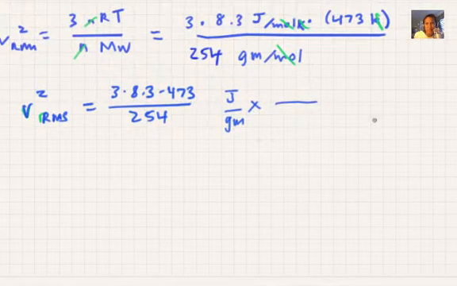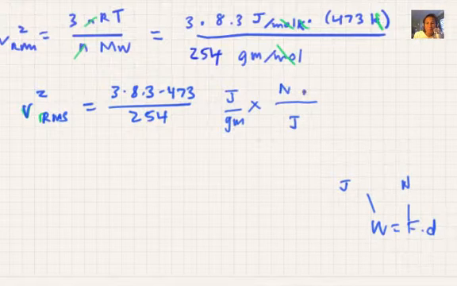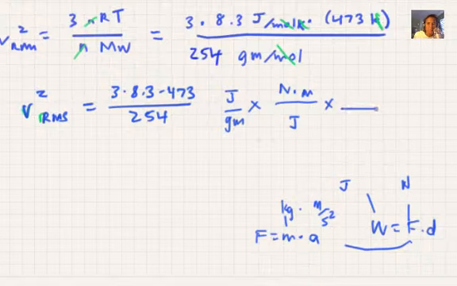A joule is a, let's see, how do I always go like this. I go work equals force times distance, and I know force is a Newton, and I know work is a joule. So I know a joule is a Newton meter. Now I need to break this down. Force equals mass times acceleration. So that's a kilogram, and acceleration is meters per second squared. So I know a Newton is a kilogram meter per second squared.